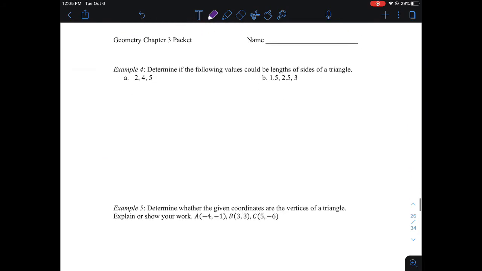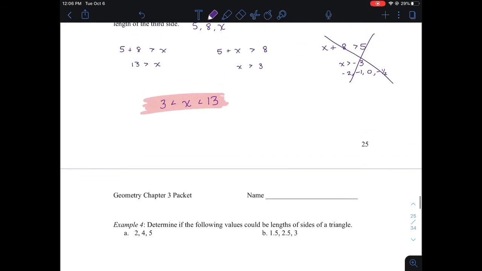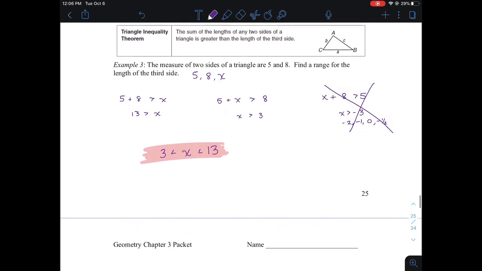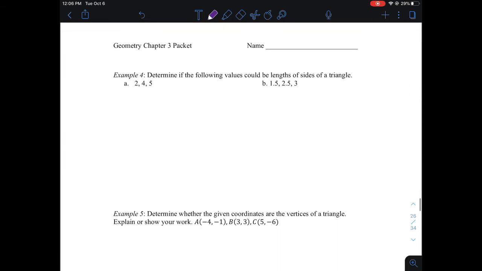All right, example 4. It says determine if the following values could be lengths of sides of a triangle. That's going back to the triangle inequality theorem. The sum of the lengths of any two sides of a triangle is greater than the length of the third side. So we take the two smaller sides, 2 plus 4, and that must be greater than the third side. Put a little question mark above there because we're not quite sure. So we get 6 is bigger than 5, which works out. So we can say yes, it forms a triangle.